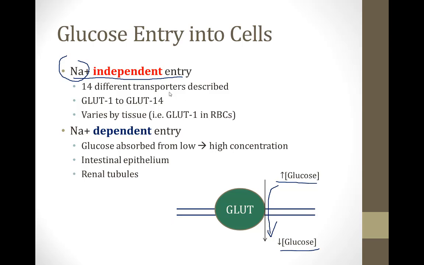14 different transporters like this have been described, and they're all named GLUT1 to GLUT14 depending on where they are found, and it varies by tissue. So for example, GLUT1 is found in red blood cells, GLUT14 is found in other cells. The second type of glucose entry into cells, which is less common, is called sodium-dependent entry. This is used when glucose needs to be absorbed from a low to a high concentration. There are two important places where this takes place. The first is in the intestinal epithelium, and the second is in the renal tubules.